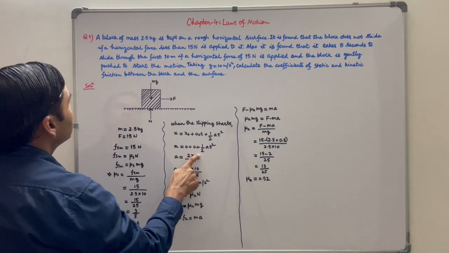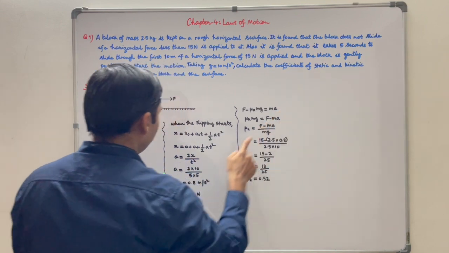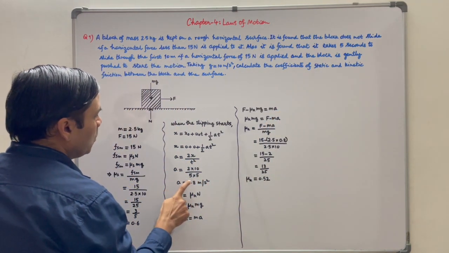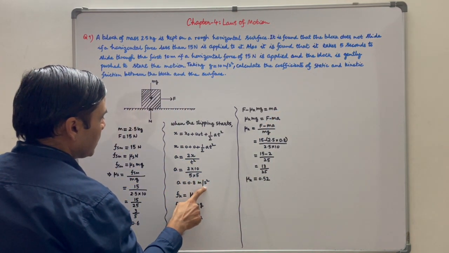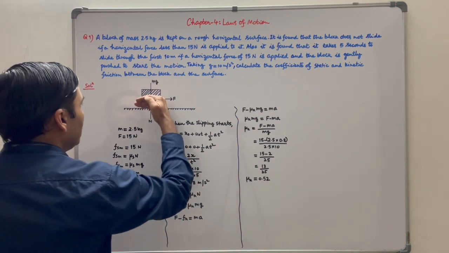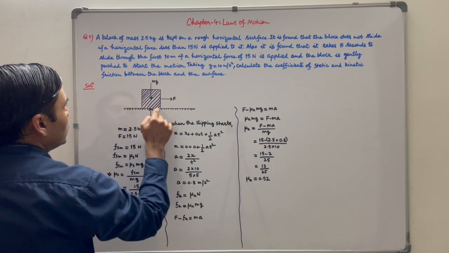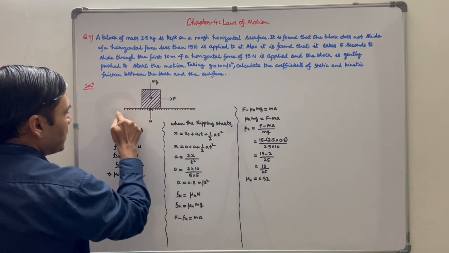X is given as 10 meter and T is given as 5 seconds. So A comes out to be equal to 0.8 meter per second square. Kinetic friction will oppose the motion, so it will work in this direction. So resultant force will be F minus Fk.